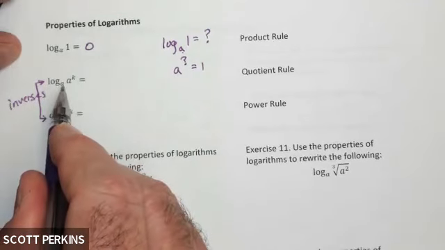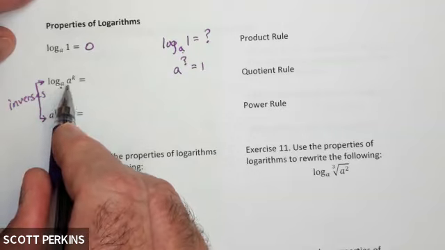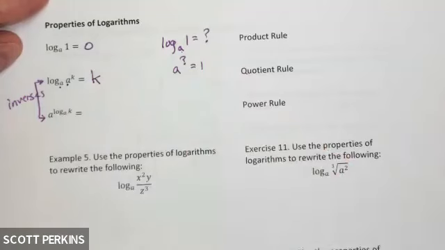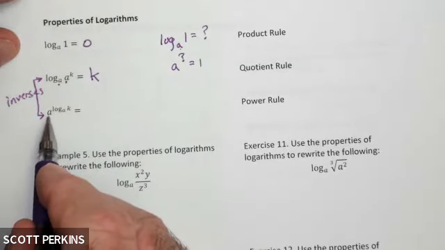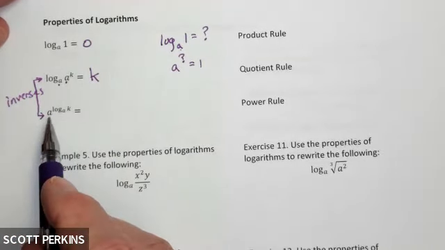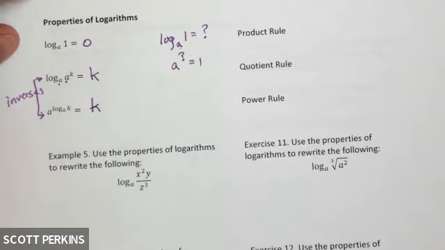So if I have the log base a of a to the k power, so I have the logarithm base a, I have the exponential base a, then what that's going to equal is just the power k. Because they undo each other. The exponential and the logarithm undo each other. It's like tying your shoes, then untying your shoes. You're back where you started. Same thing here. I've got the exponential base a, and then I've got log base a. So again, I'm tying my shoes, then I'm untying my shoes. They undo each other, and I'm left with k.